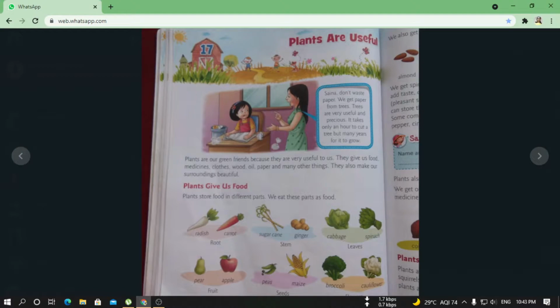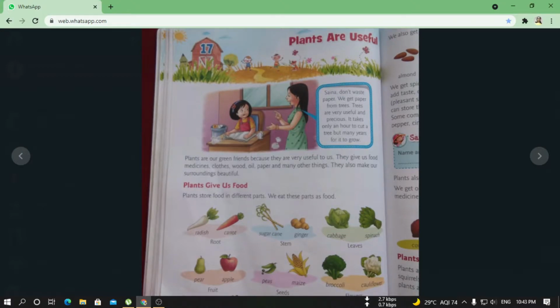So how are plants our friend? Because they are very useful to us. They give us food, medicine, clothes, wood, oil, paper, and many other things. We all know plants are very useful to us. They also make our surroundings beautiful.